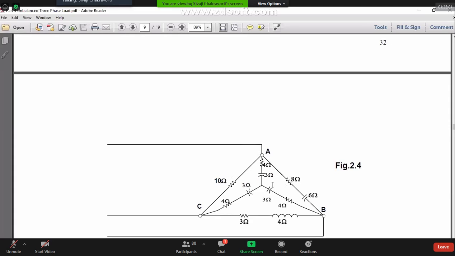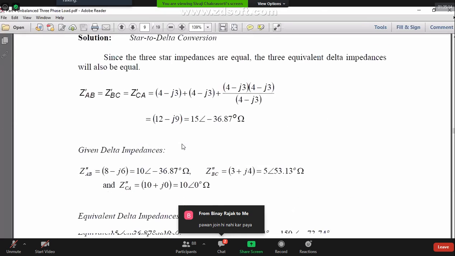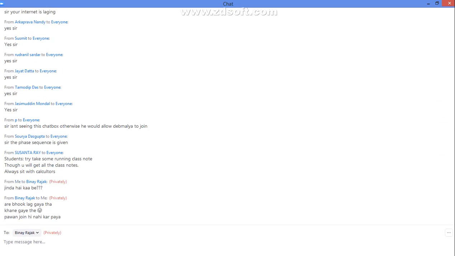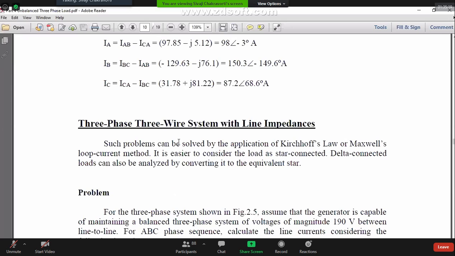But if I convert the star to delta, then I have another delta. And how will the delta be connected? Of course, between A and B, B and C, and C and A. Their voltages are all the same and they are the same nodes. So they are in parallel.